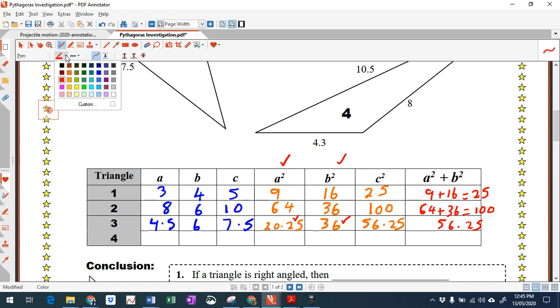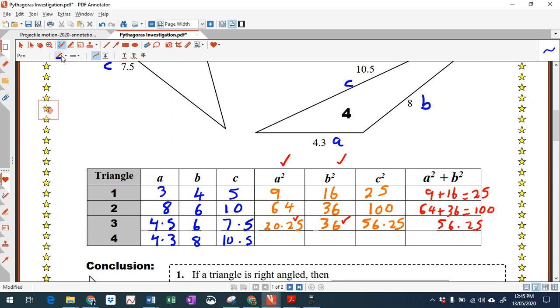Triangle number 4. I'm going to label the longest side C, just like before, and the two other sides A and B. The sides are: A is 4.3, B is 8, and C is 10.5.